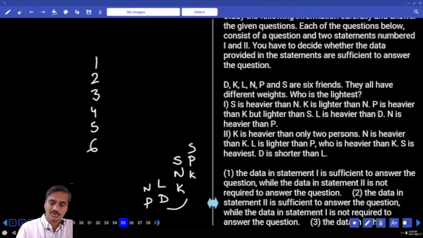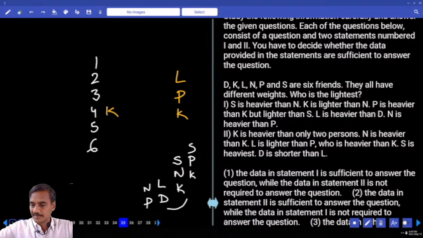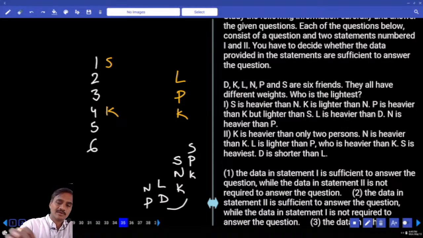Then coming to 2 alone, K is heavier than only 2 people. N is heavier than K. And L is lighter than P. And P is heavier than K. L, P and K. And S is the heaviest. S will be here. And D is lighter than L. Now D is lighter than L.